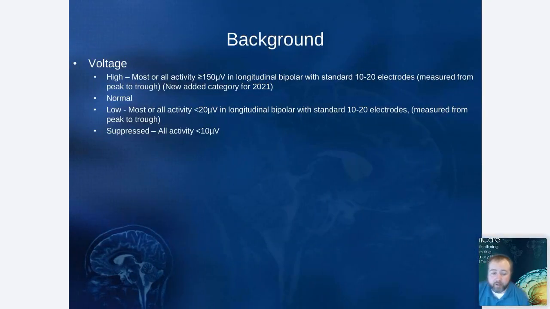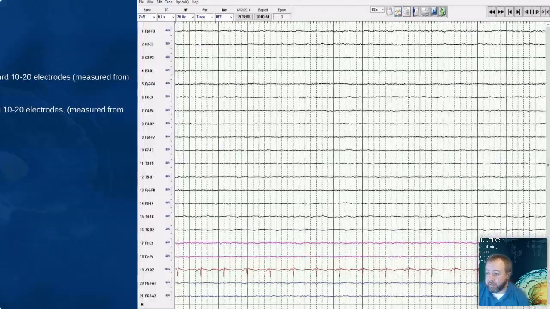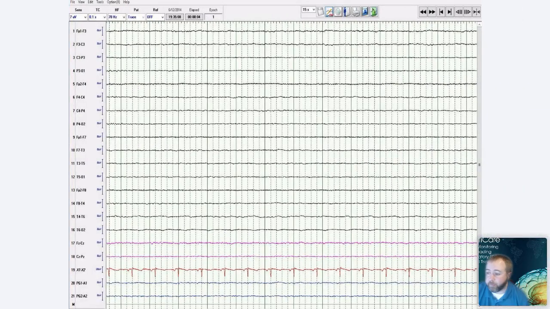The other option is going to be suppressed, which is all activity less than 10 microvolts. Again, here's that same suppressed pattern before. So suppression is listed under both voltage and under continuity.